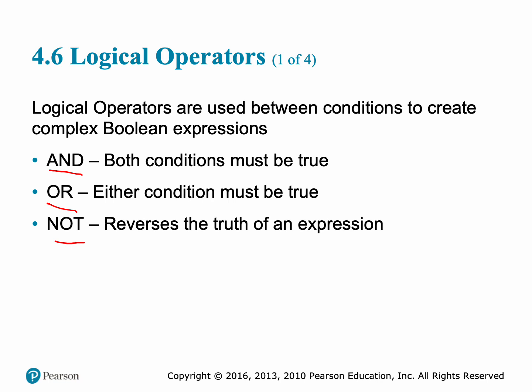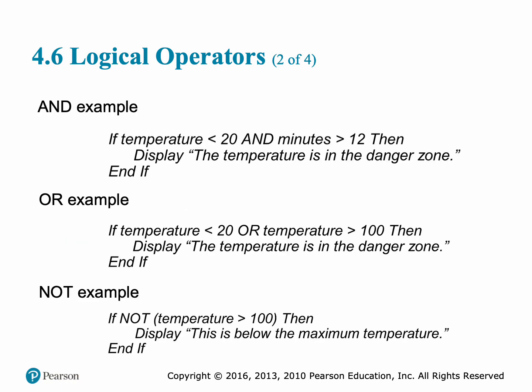Now, OR will combine the two conditions and will return true if either of the conditions is true, and NOT will just reverse the truth of the whole expression. So if your expression had been evaluated to false, it's going to be true, and if it's been evaluated to true, it's going to come back as false if we use our NOT logical operators right here.